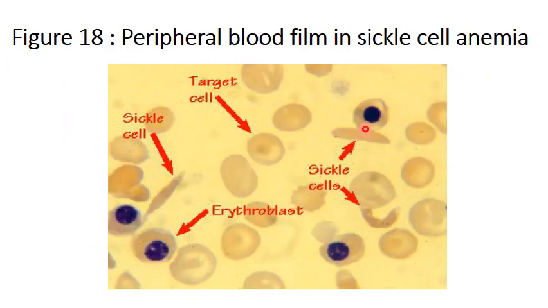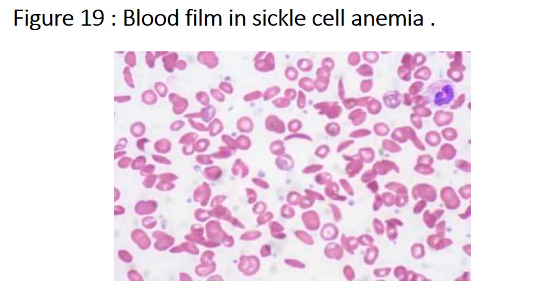This is one of the pictures showing a peripheral blood film. This is a nucleated red blood cell. Look at it, nucleated red blood cells. This is a sickle cell. This is a target cell. Look at the hemoglobin collected in the center. This is also a blood film in sickle cell anemia. Sickle cell, holly leaf appearance of the red blood cell. Leaf-like structure. This is a target cell.